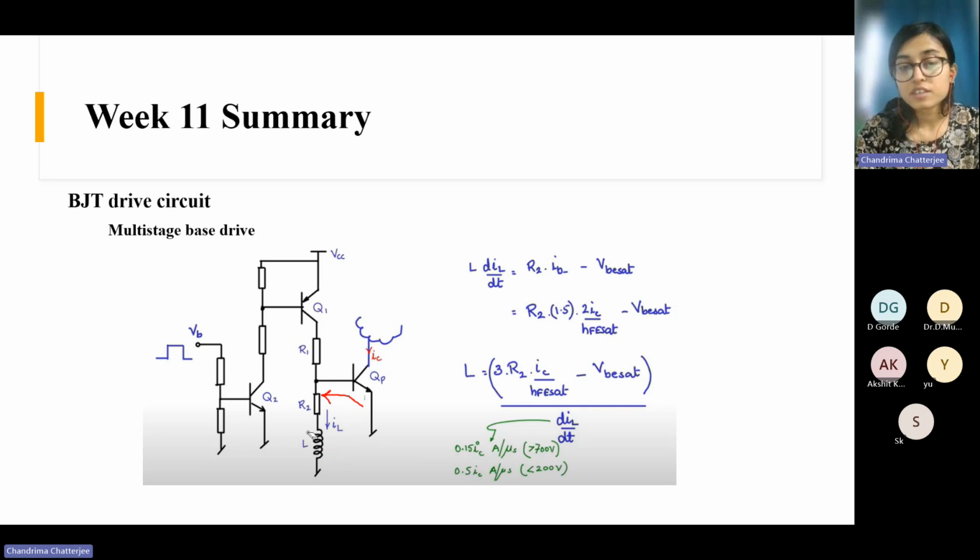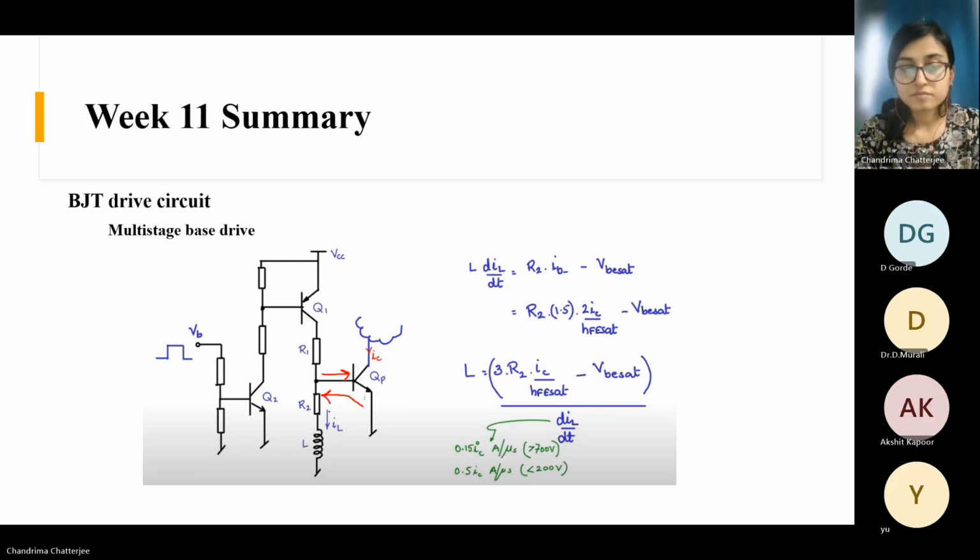So the base current was flowing like this, in this direction. Okay. So now what needs to be done is, the current direction is, suppose, like this.